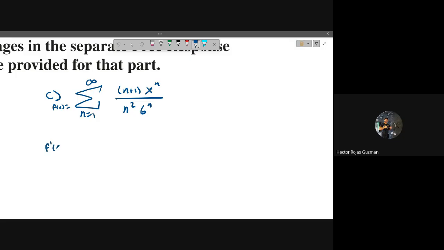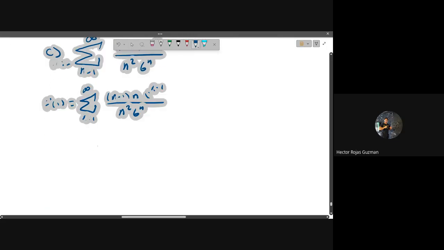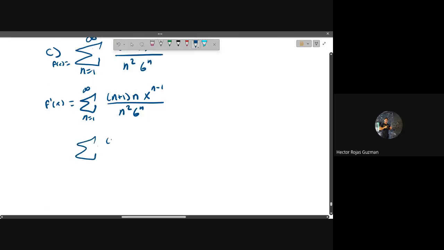We need to find the general term for the derivative. So all you got to do is get a derivative with respect to x. That means all the n's are constants, right? All you got to do is bring the n down and subtract 1 from the exponent. The denominator is all constants. Don't do anything with the denominator. Simplify it. N plus 1 times n to the power of x minus 1.